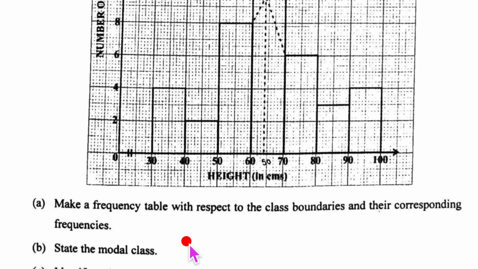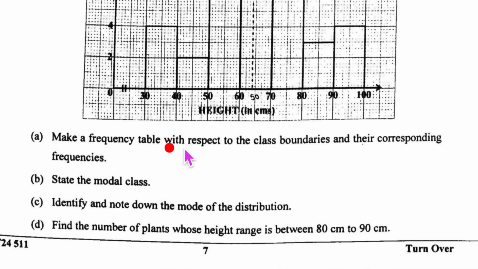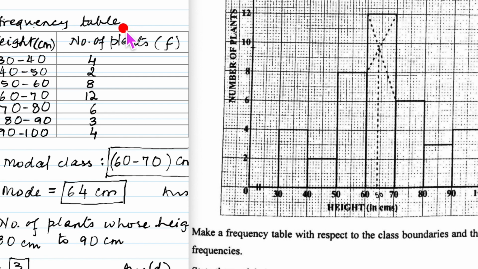Looking at this, they ask you: A, make a frequency table with respect to the class boundaries and their corresponding frequencies. B, state the modal class. C, identify and note down the mode of the distribution. D, find the number of plants whose height range is between 80 to 90 centimeter. Let's look at the frequency table.